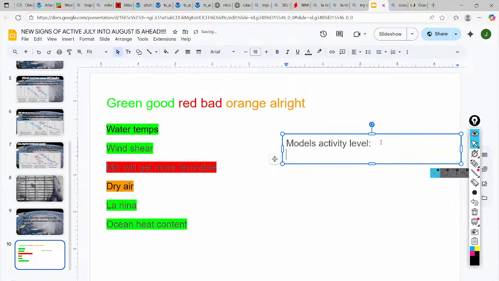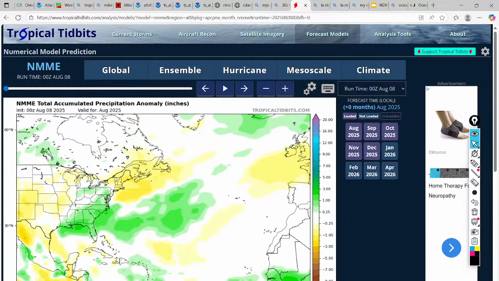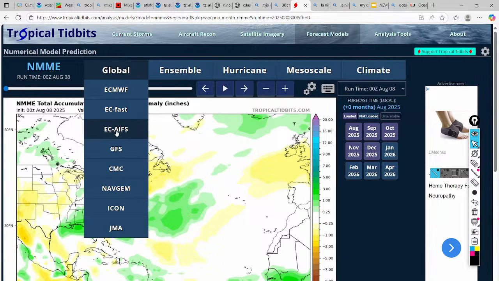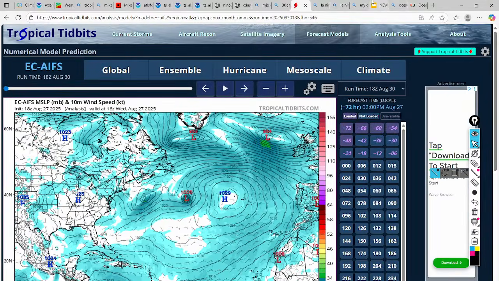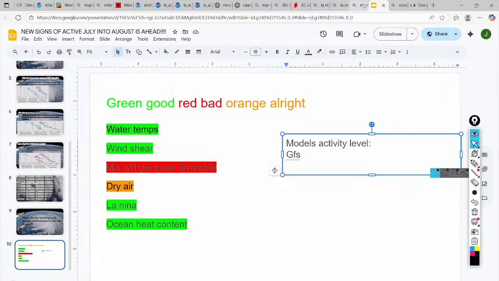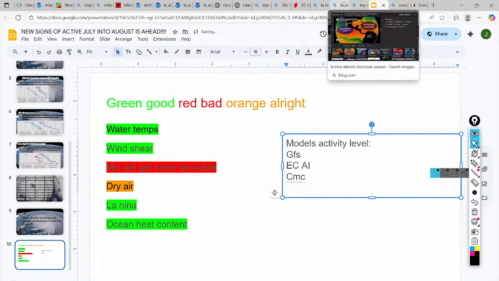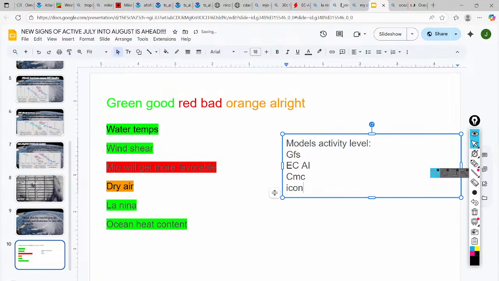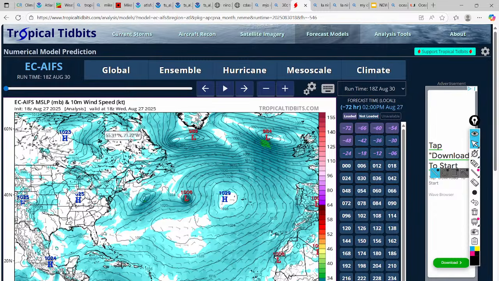Basically, GFS. Oh my god, we're going to have to do something here. ECAI, CMC. We're going to try and put this all here.